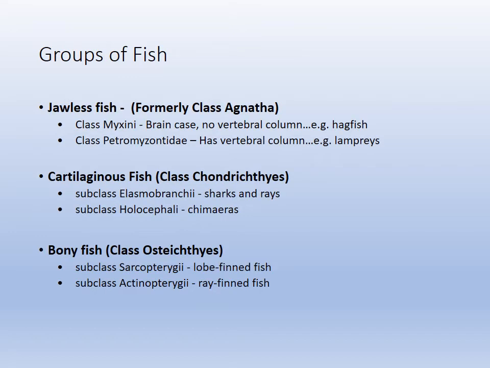Like I said, we're going to look a little bit at the taxonomy. The jawless fish used to be class Agnatha. It's been broken up. The hagfish have the first skull, but no vertebrae. Then the lampreys, a little more complex, have vertebrae. No paired appendages though, no swim bladder. They don't have scales, they have skin. So they're still very primitive.